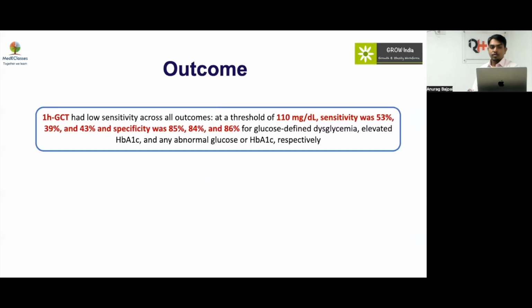Next, now we compare the 1 hour glucose tolerance test. It has shown the lowest sensitivity among all at the threshold of 110, which is very low. So the sensitivity is 53%, 39%, and 49%, and specificity of 85, 84, and 85, in predicting glucose-defined dysglycemia, elevated HbA1c, and abnormal glucose level. So in summary, it has a low sensitivity. So it is not good.